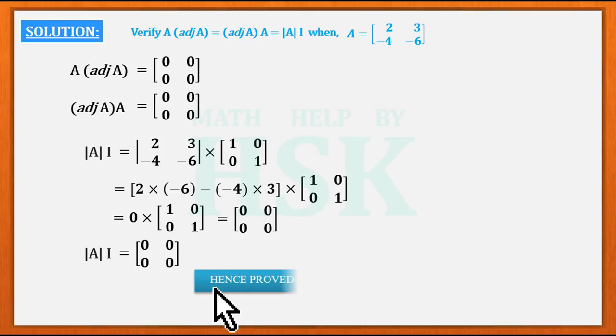So this verifies, this proves that the given expression is correct.